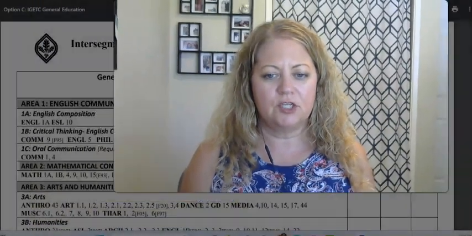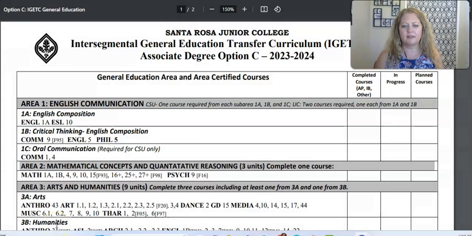Right, so next up we're going to talk about IGETC so that you have a clear understanding of what is required on that GE sheet. So again, IGETC stands for the Intersegmental General Education Transfer Curriculum, and it can be used to meet the GE requirements at a CSU or a UC. It can also be used to earn your associate's degree, and there are a lot of out-of-state or California privates that will accept IGETC as well.